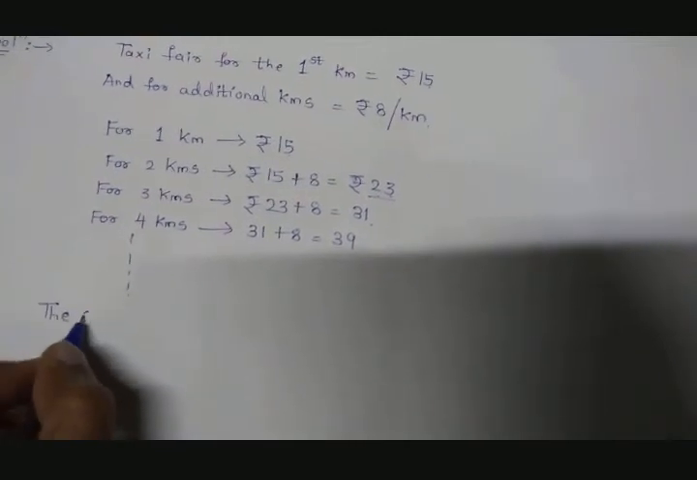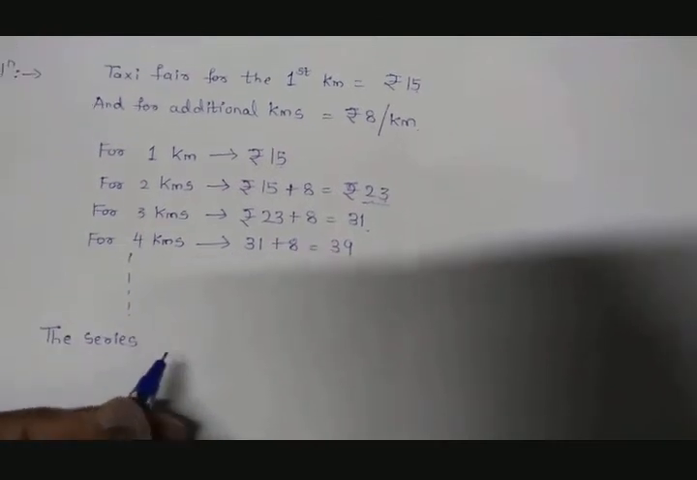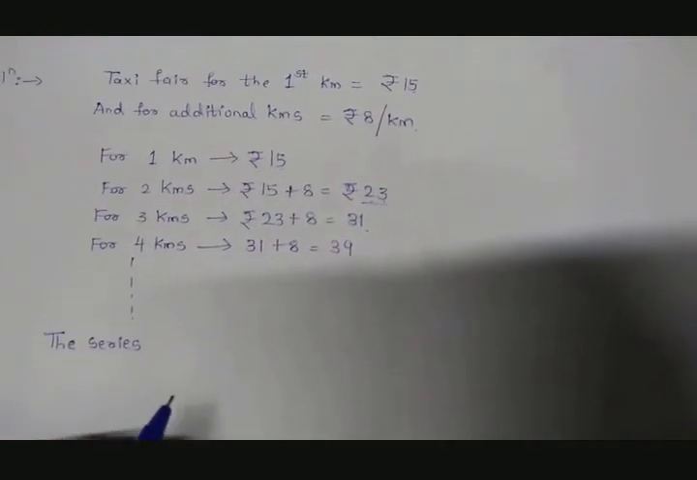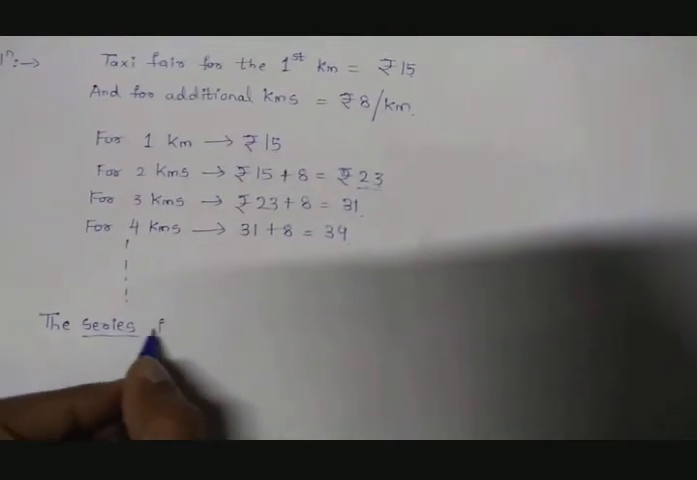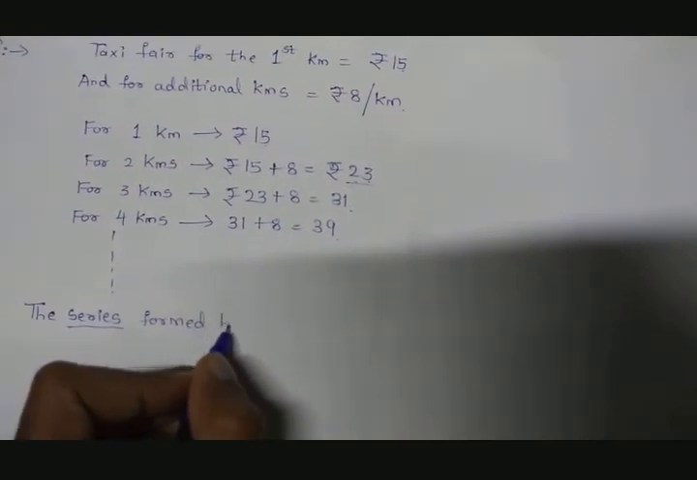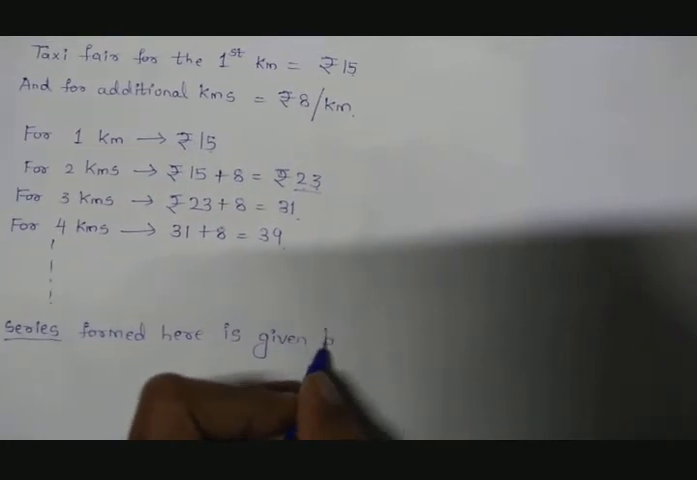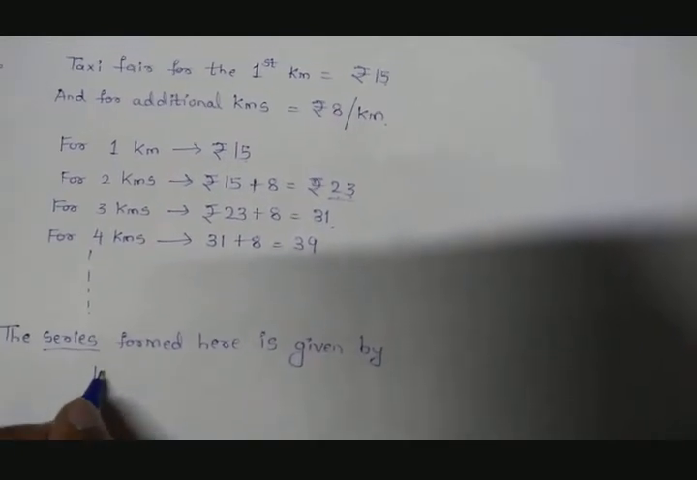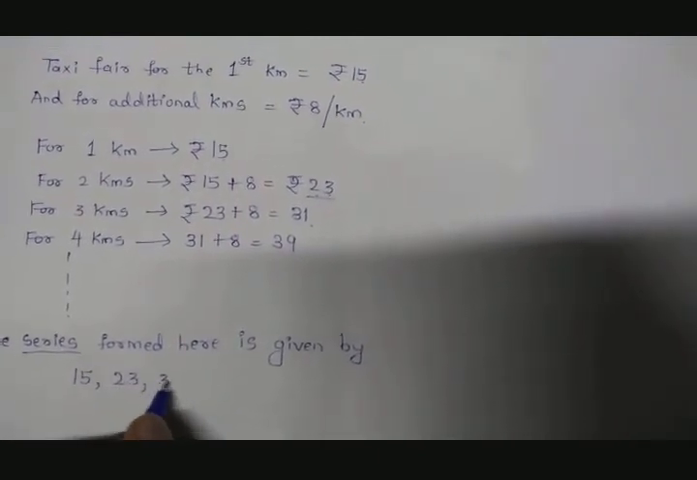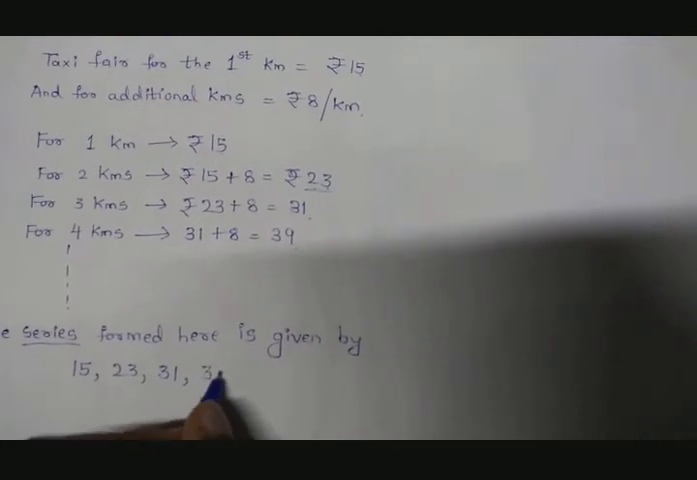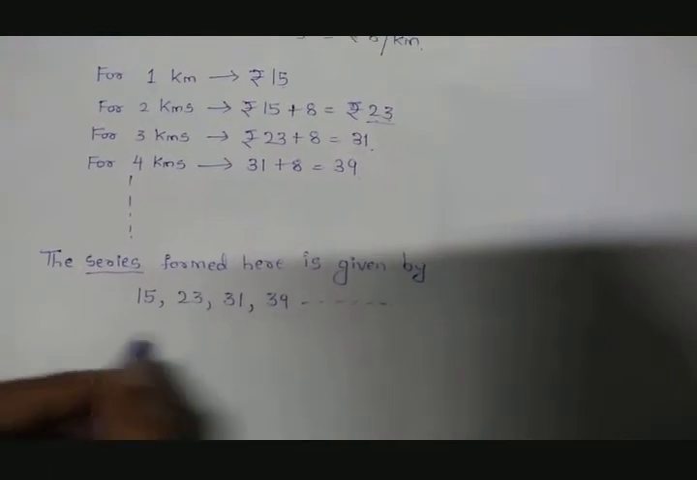So the series formed here, you should not write the AP formed here. Why? Because we don't know yet whether it is an arithmetic progression or not, so you have to use the word series. The series formed here is given by: for the first kilometer it is 15, for 2 kilometers it is 23, for 3 kilometers it is 31, and for 4 kilometers it is 39, and it goes on. So this is the particular series that we have obtained.